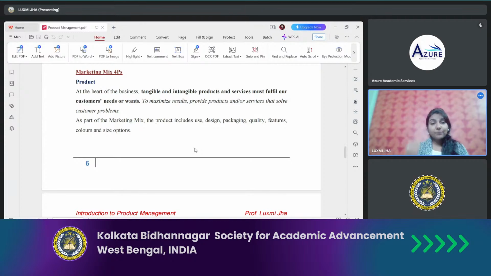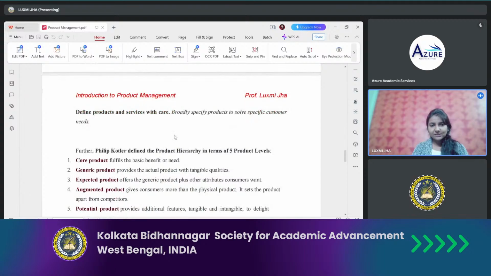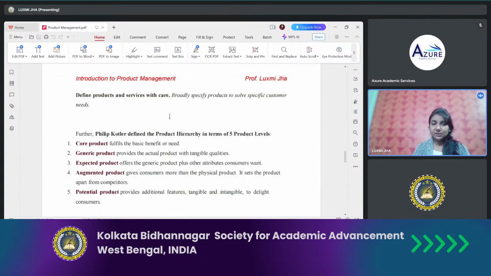So basically product talks about the design, packaging, quality represented, features added to it, details written over there, your expiry date, your manufacturing date, ingredients used, everything. All of this is a part of product. Over here, we need to understand how to classify the specific product to solve specific customer needs. Every product is prepared to fulfill the basic needs of the customer.